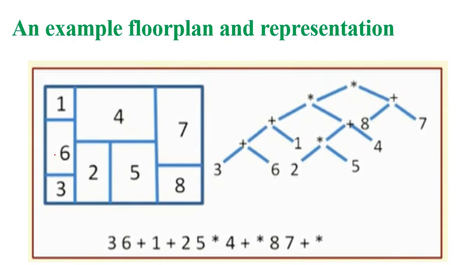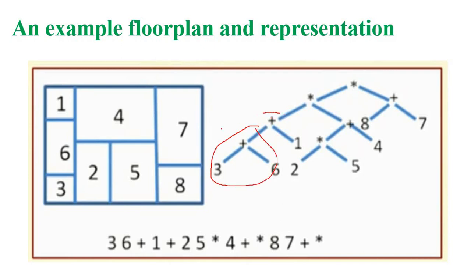First see here, this is 3 and 6. 3 and 6 are vertical, and vertical is a star. The total entire is vertical with 1. B and C are in the horizontal one, not vertical. Horizontal means plus symbol. 3 and 6 are the plus symbol, and the entire thing is again horizontal with 1. So this is one part.